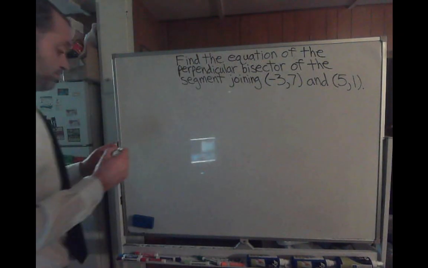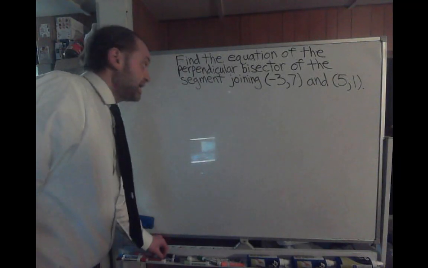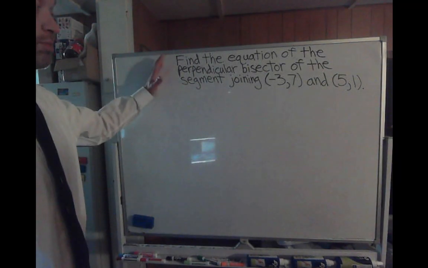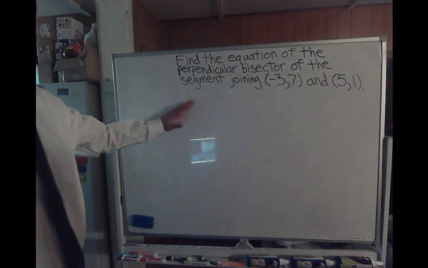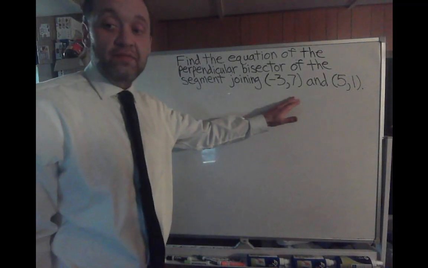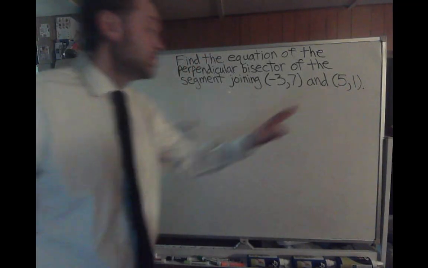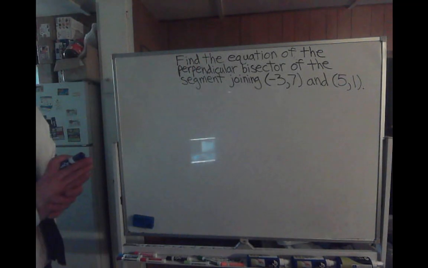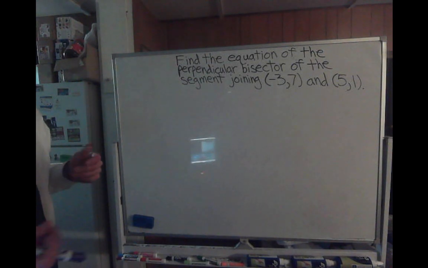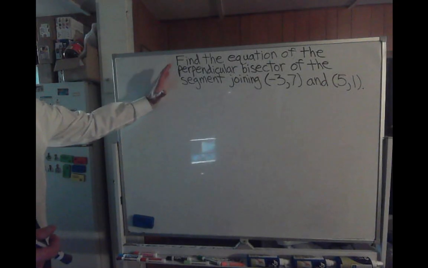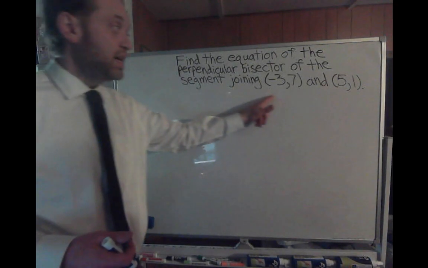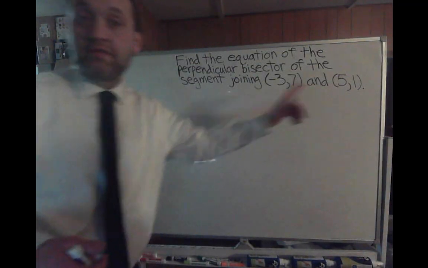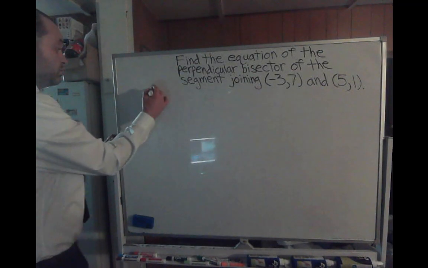Okay, so this time we're being asked to find the equation of the perpendicular bisector of the segment joining negative 3, 7 and 5, 1. So we have an identical problem just with different coordinates. First thing you want to do, forget the perpendicular bisector for a minute, just find the slope of the line going through negative 3, 7 and 5, 1. So we'll do that here.